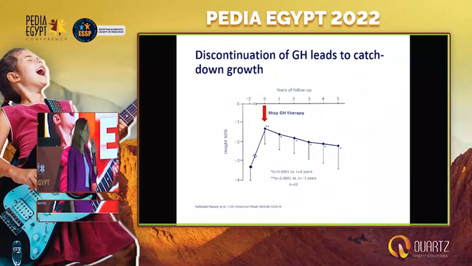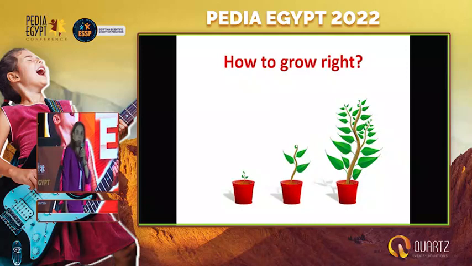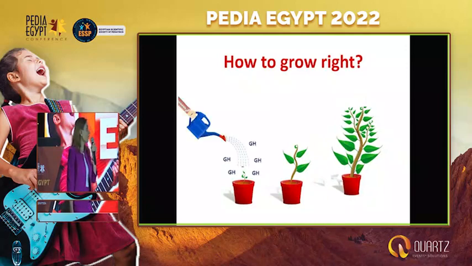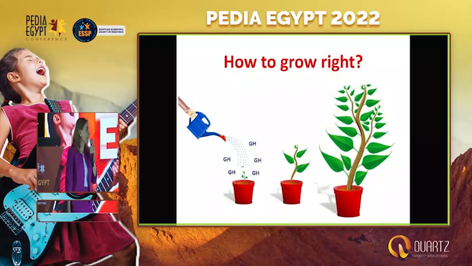On the other hand, discontinuation of growth hormone leads to what we call catch-down growth. So if we stop growth hormone in those children, they decelerate their height, as you see in this chart. Now, the question is not only to grow, the question is how to grow right. We need to grow right, not just growing the child.